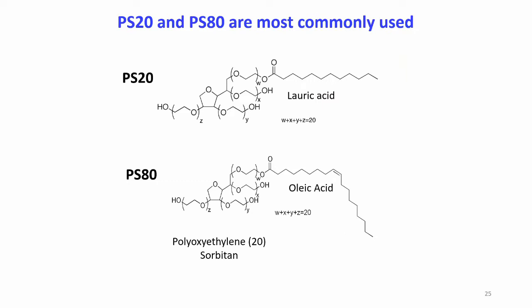These are the two commonly used polysorbates, depending on the fatty acid chain, whether it is lauric acid or oleic acid. They are called PS20 and PS80. There is significant heterogeneity depending on the vendor and the manufacturer. You can see that in the head group, polyoxyethylene sorbitan, it can be w plus x plus y plus z, which can be anything, but the sum should add up to 20.